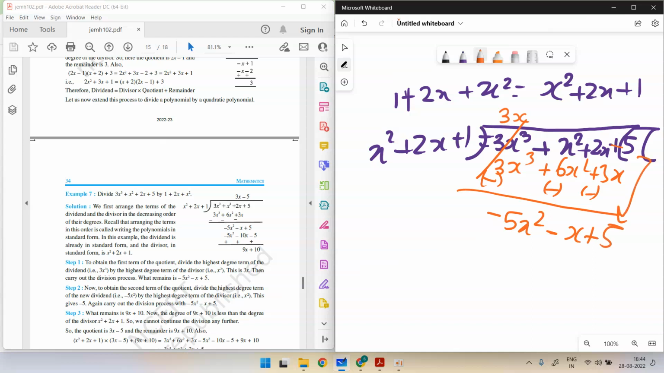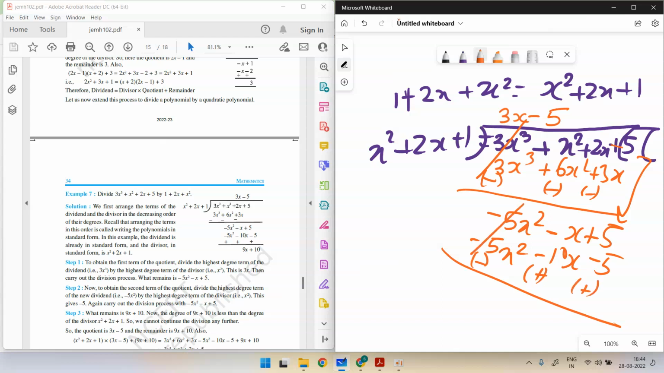Now the x squared is minus 5x square, so it has to be multiplied by minus 5. So this becomes minus 5x square, and minus 5 into 2x is minus 10x, and minus 5 into 1 is minus 5. Now since this has to be subtracted, this is plus, this is plus, and this one also plus. This will get cancelled, and here we will be left with minus x plus 10x is 9x, and 10 plus 5 plus 5 is plus 10. So this is how we get the answer.